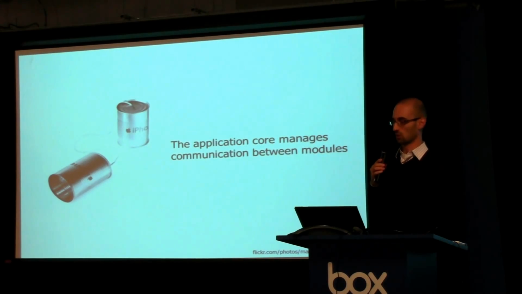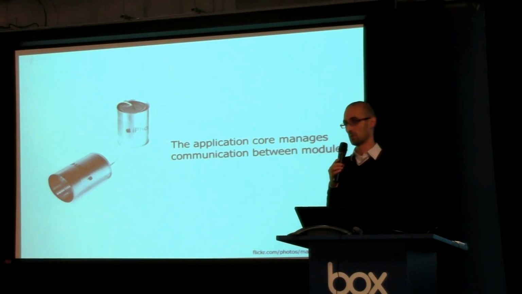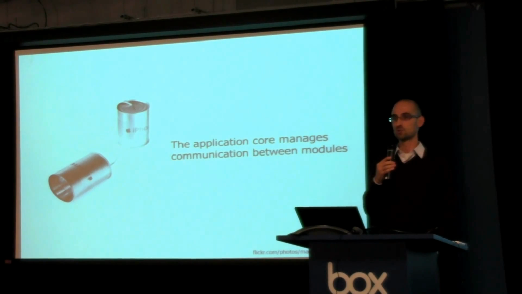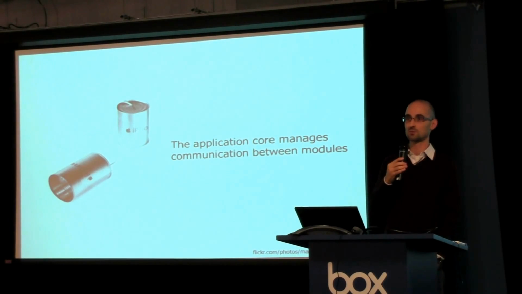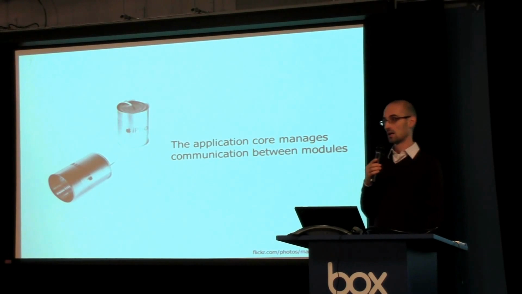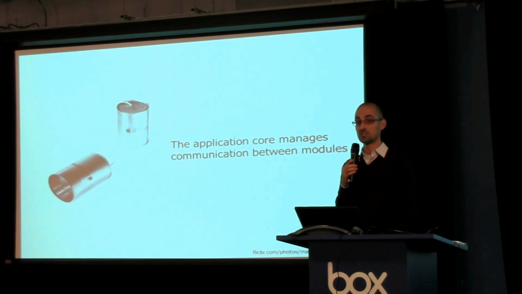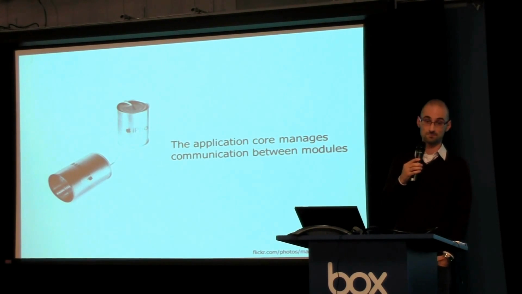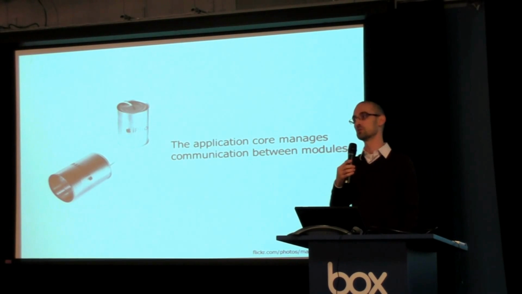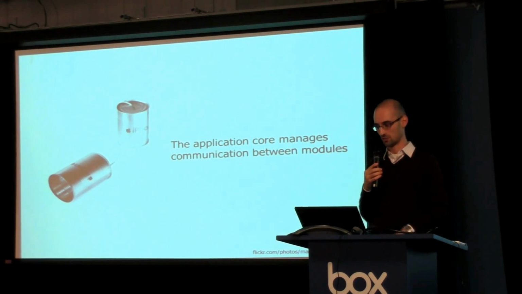Now, the application core also manages communication between modules. So I said earlier that modules can't know about each other and interact with each other directly. But that doesn't mean that they don't need to know what other modules are doing. And so how do you do that without modules talking to each other directly?